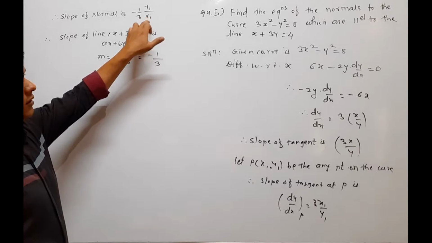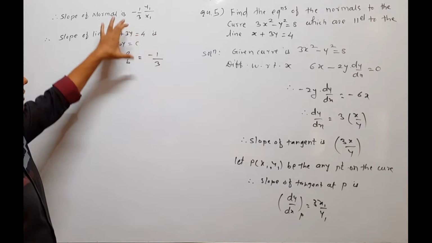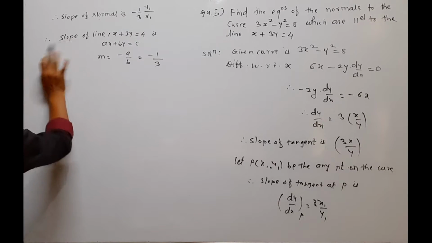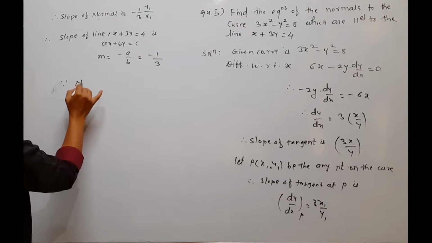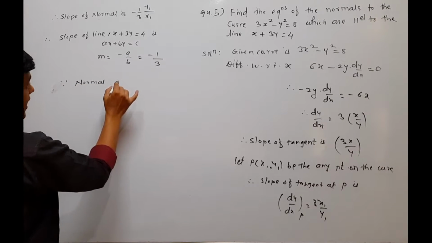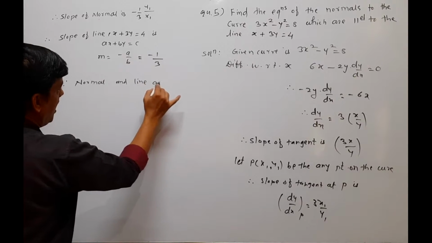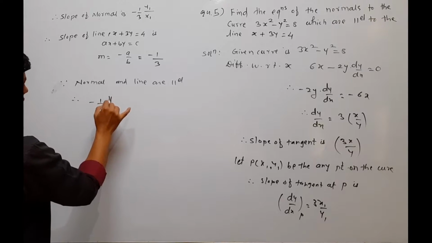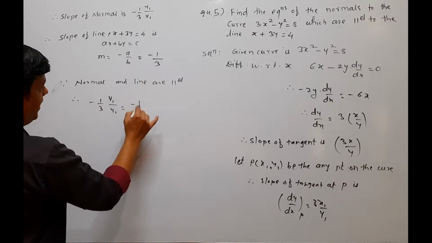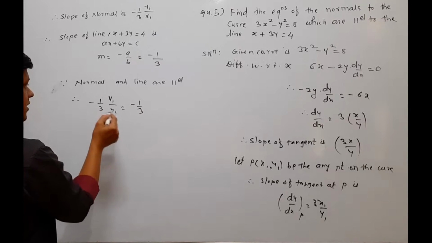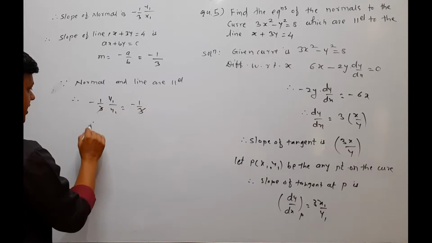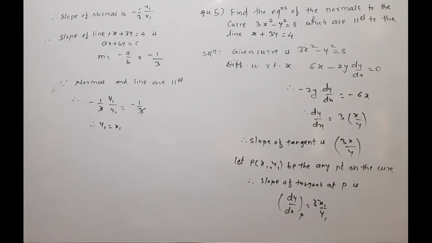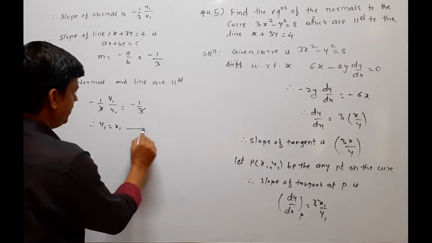Now normal and line are parallel, therefore these slopes are equal. Therefore we write here, since normal and line are parallel, therefore minus 1 by 3 y1 upon x1 is equals to minus 1 by 3. So 3 get cancelled, minus minus sign get cancelled, we get here y1 is equals to x1. So we denote this as equation number 1.